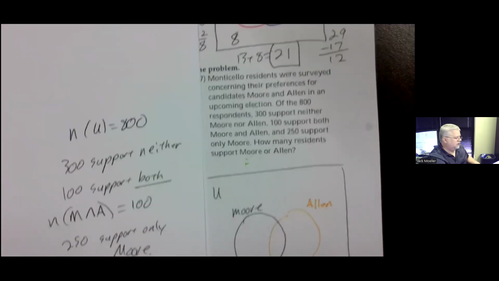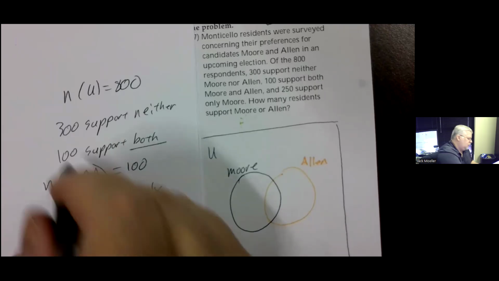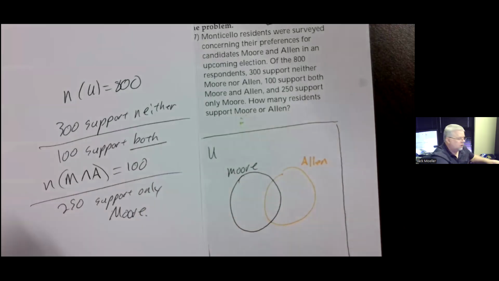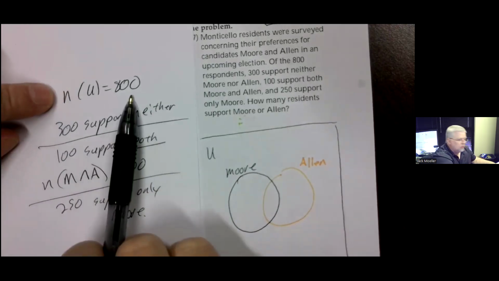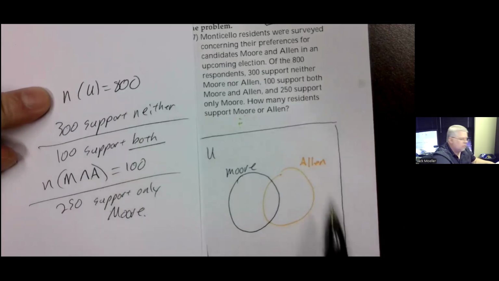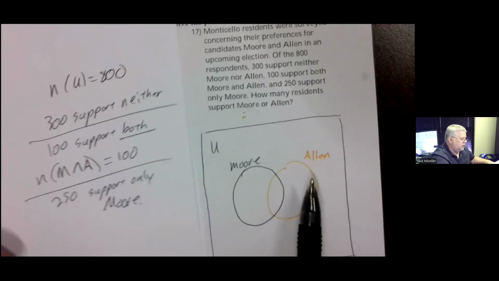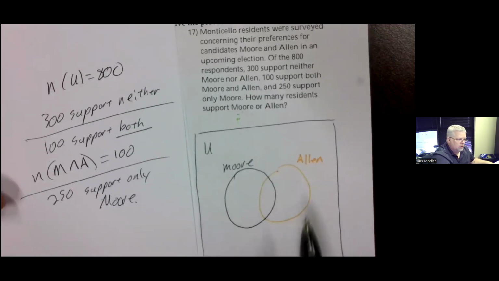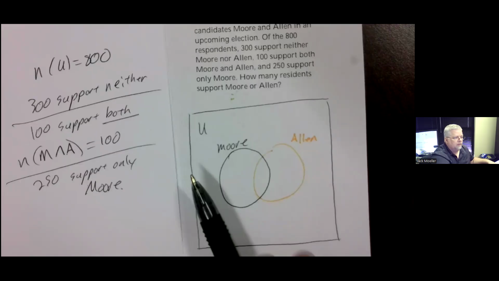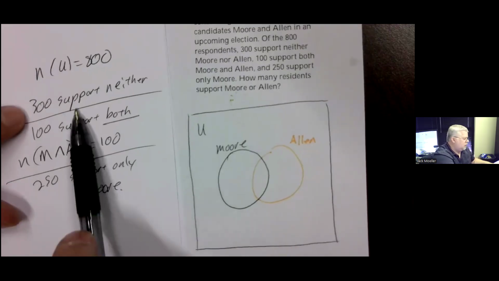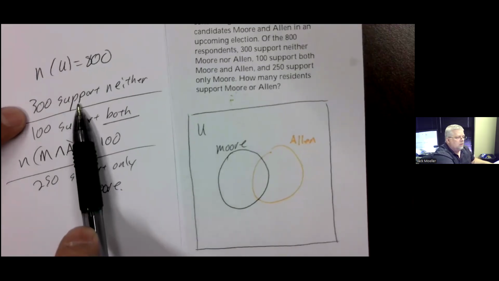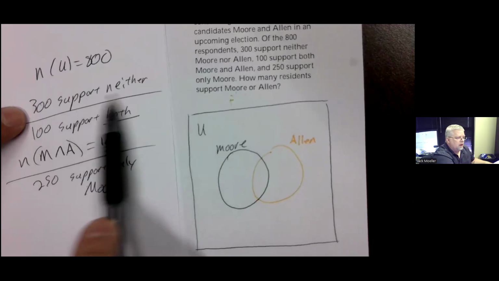All right, so let's go through here and see which numbers can be placed. So we know there's 800 respondents. We can't use 800 yet because that entire box has to add up to 800. So there's 4 places to split up the 800. We can't use that yet. Okay, so how about the 300 support neither? Can we use that?